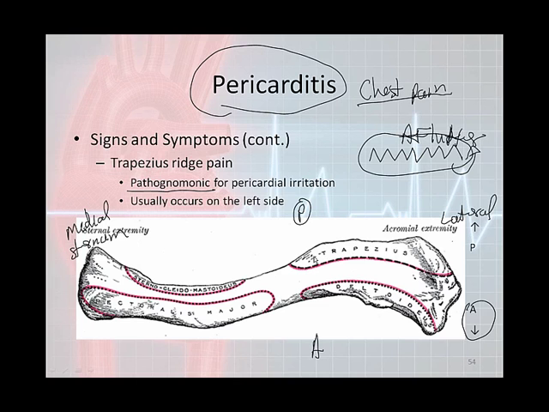The trapezius ridge of the clavicle is the lateral aspect of the clavicle on the posterior side of the clavicle. This is the trapezius ridge of the clavicle where the trapezius muscle attaches. So when somebody says trapezius ridge pain, this is the area that we are referring to.